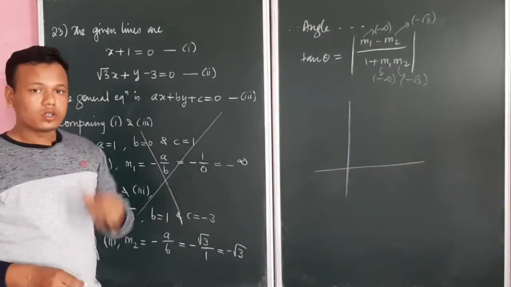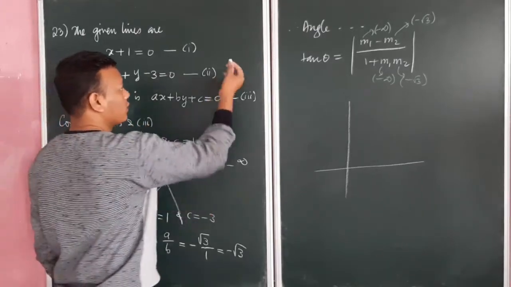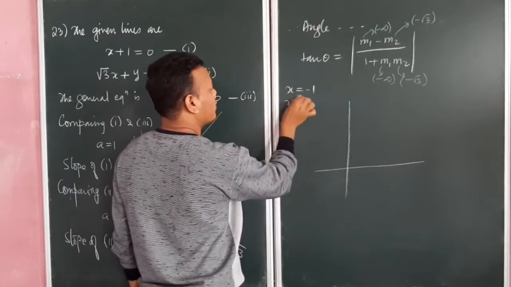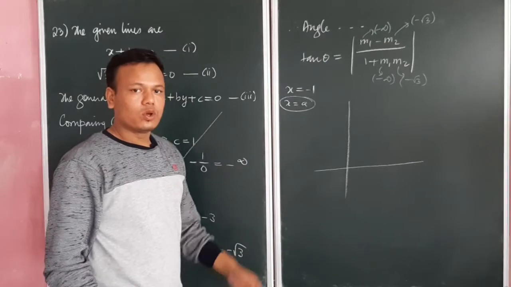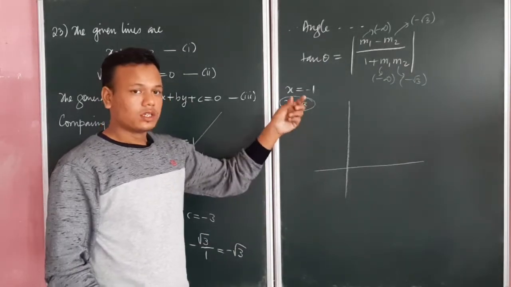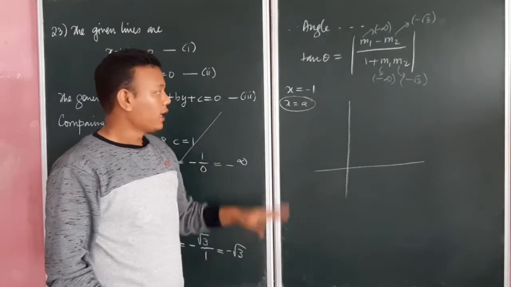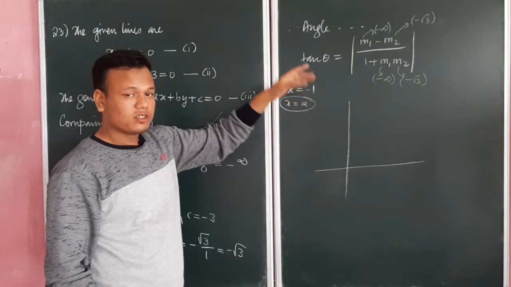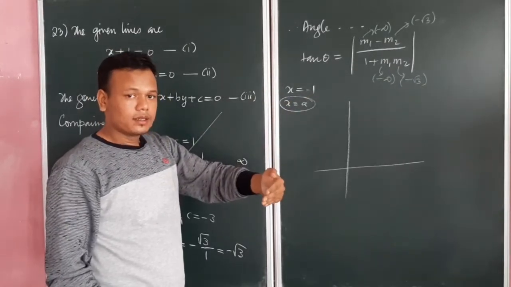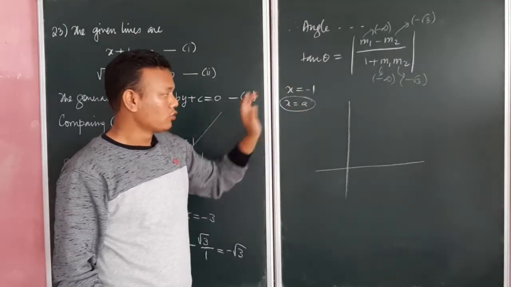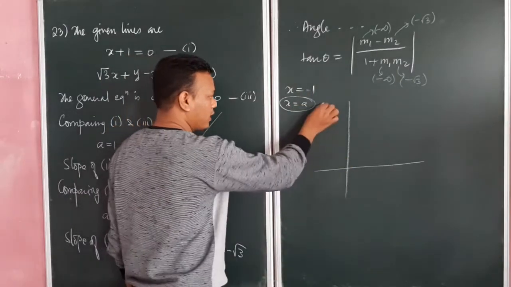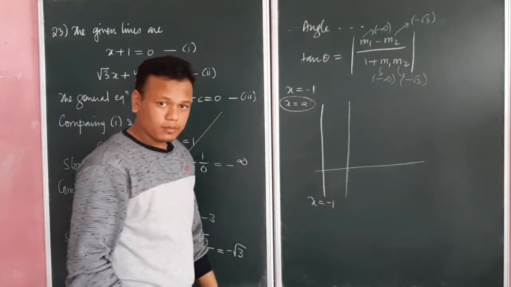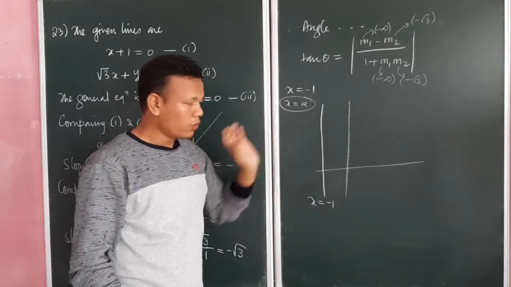And how does this line look? If you compare it with x equals to minus 1, it looks like x equals to a. We know that this is the equation of a line which is parallel to the y-axis, and this a stands for the distance between the line and the y-axis. What is the value of a here? A is minus 1. So the distance between the line and the y-axis is minus 1. So this is my x equals to minus 1, parallel to the y-axis.